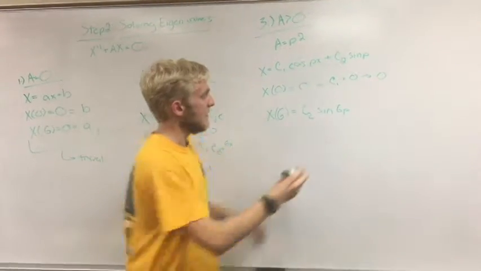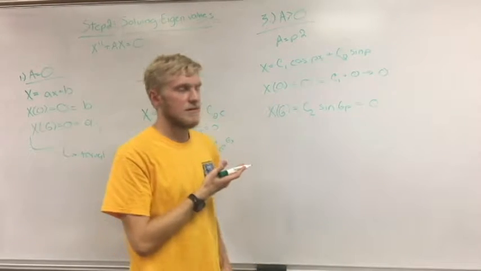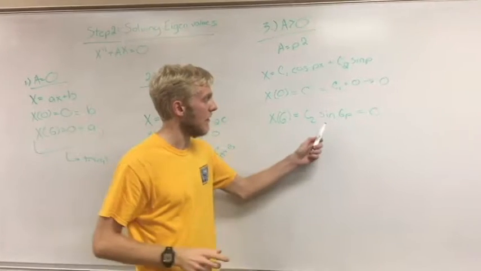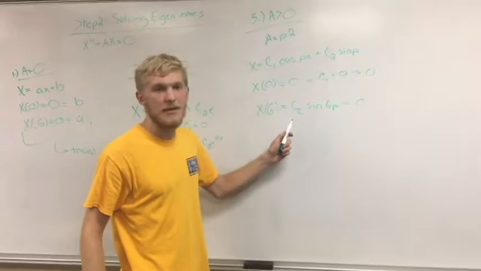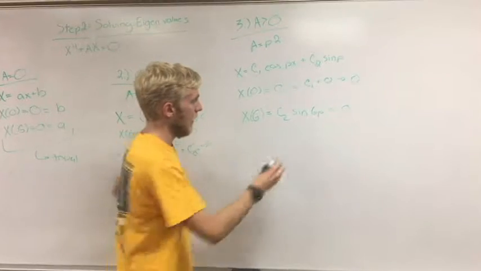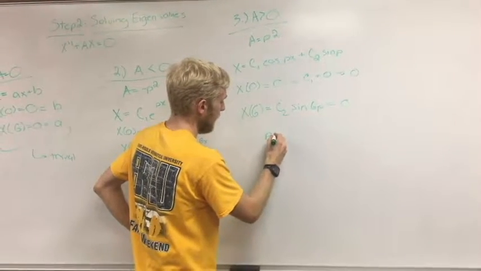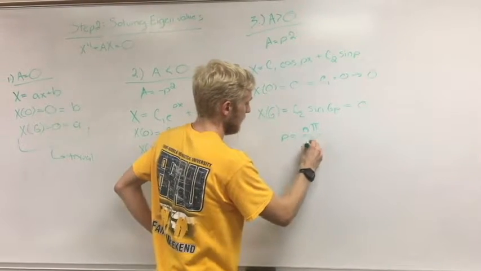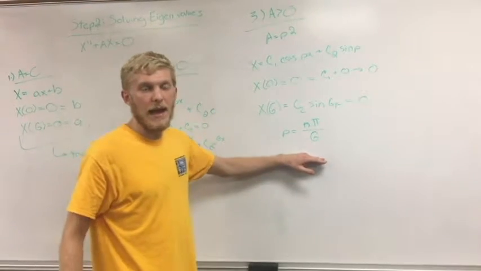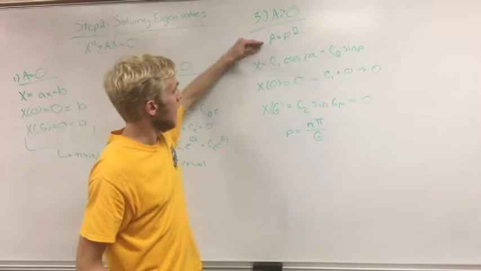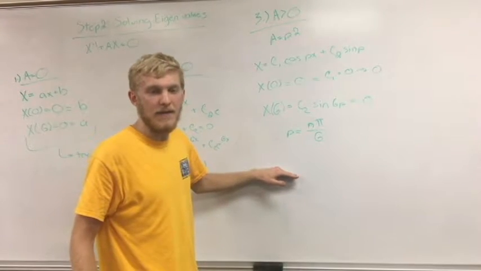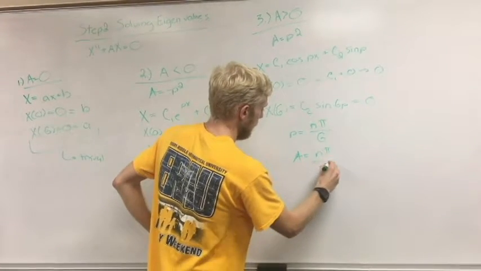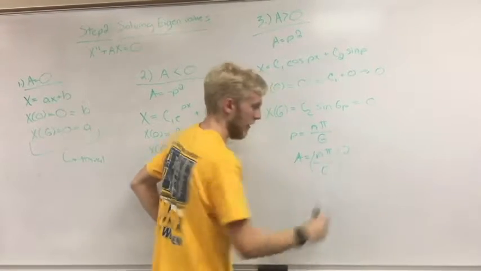And then in this case, since this is all equal to 0, we have to find at what value sine will be 0, because our c2 can't be 0. And this will be 0 when p is equal to n pi over g. So that is our p, and then given this, we can say that the eigenvalue for this function is a equal to n pi over g, quantity squared.